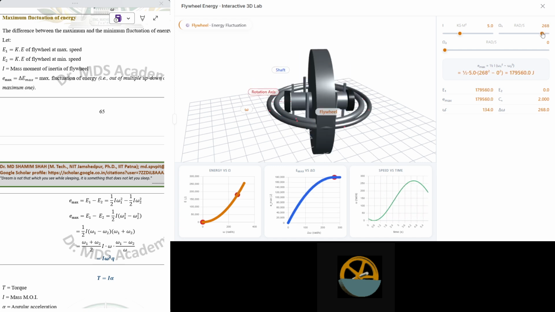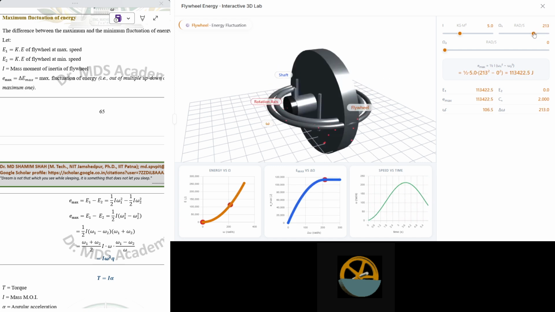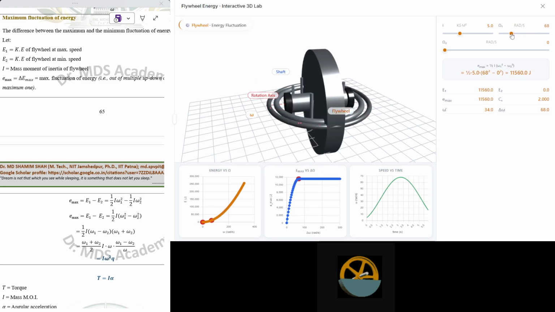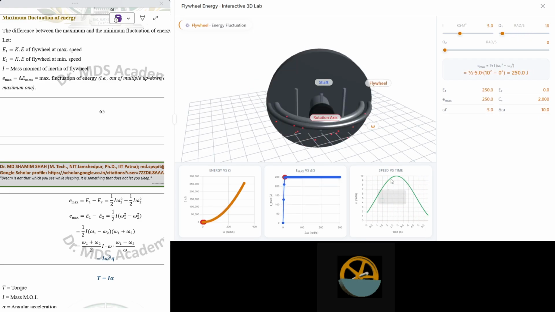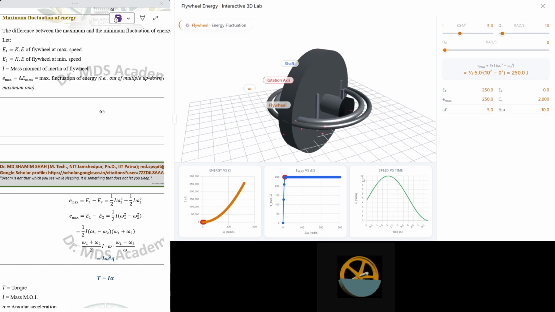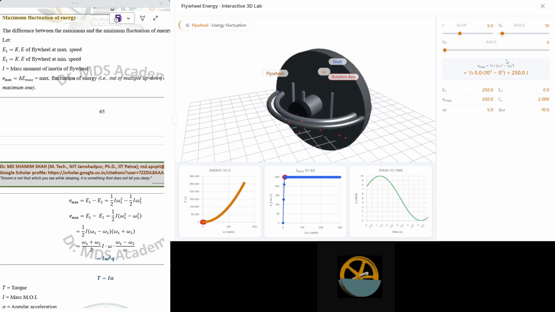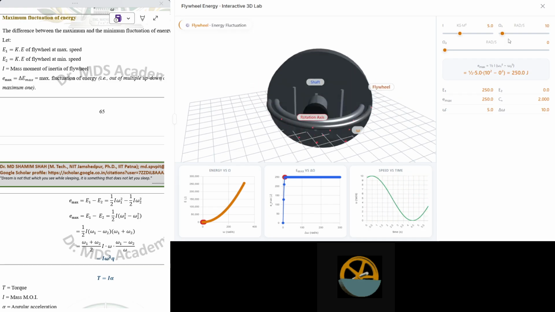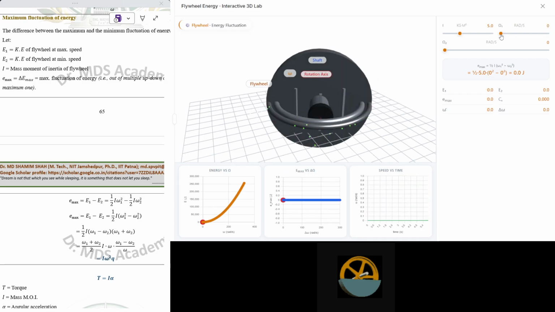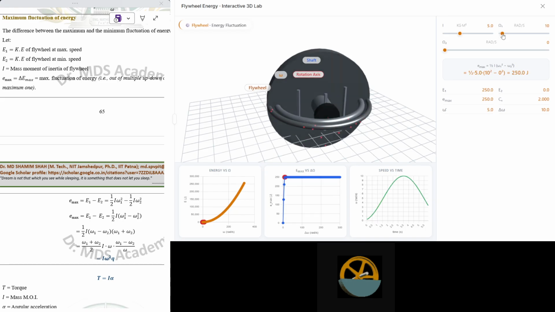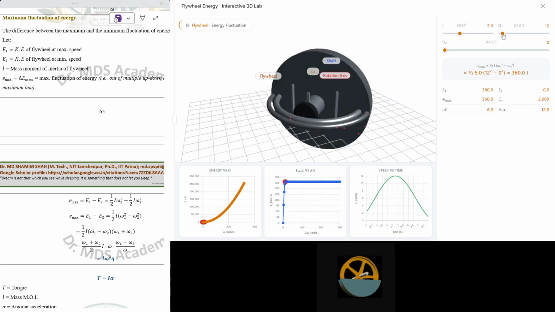Huge fluctuations in the flywheel speed you will find here. Now I am decreasing the omega 1 value. See, the fluctuations are decreasing. Currently the maximum value of omega 1 is 10. The same is here also. Further decrease the value, see here both decrease, meaning constant zero. This green line is just sitting over the x-axis.